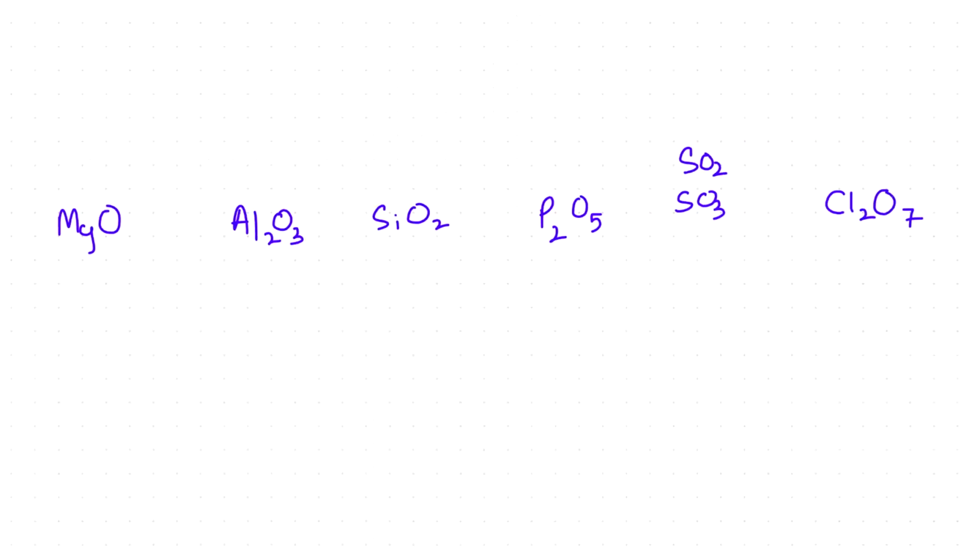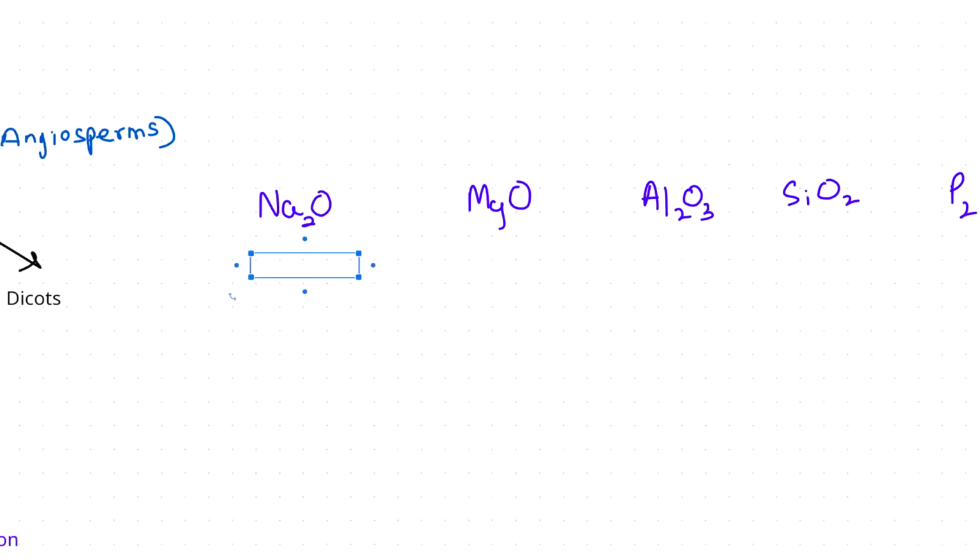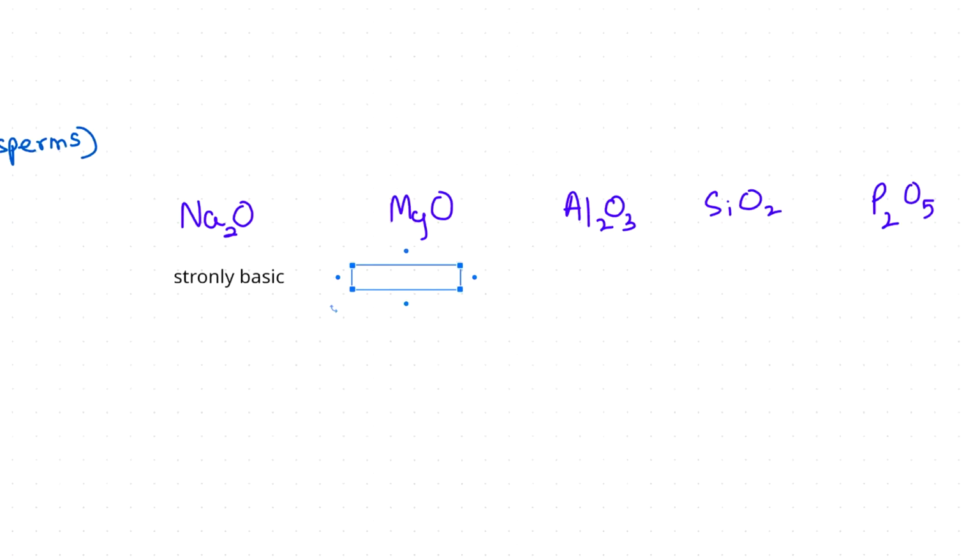Okay. Do you remember in sodium oxide, what did we say? Is it acidic or basic or what? Huh? Acidic or basic? I'm talking about sodium oxide. Yes. It is a strong base. Again, it is strongly basic. What about magnesium oxide? Yes, it is weakly basic. What about Al2O3?